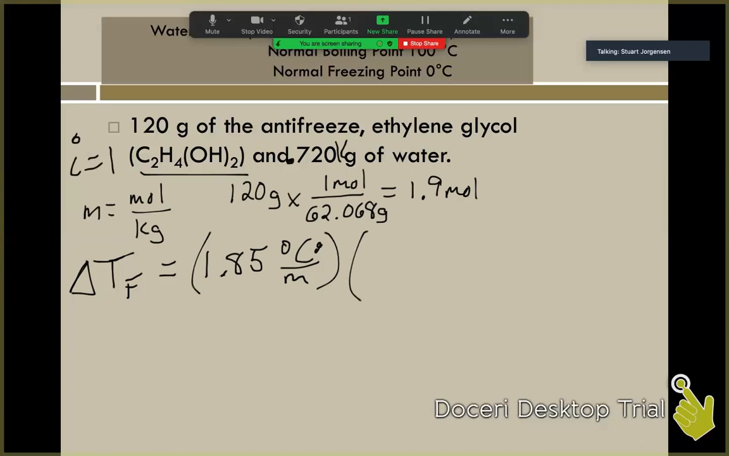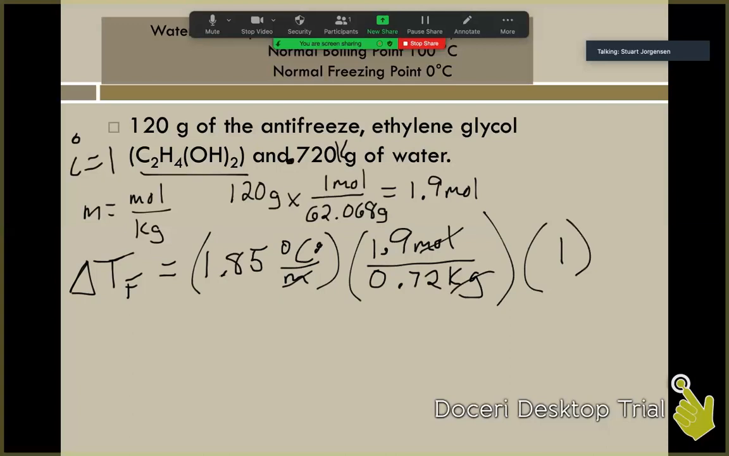And we're going to take that and multiply by the molality, which was 1.9 moles of solute over our 0.72 kilograms. Well, moles per kilogram is molal. That's going to cancel our molal here. So we're going to be left with just degrees Celsius. And then we need to multiply by a Van Hoff factor, which for this would be a 1. When we go through and solve here, we're going to end up with a delta T, or a degree Celsius. But remember, this is a change in freezing point. When you do all this math, you're going to get a value. For this one, I believe it's 4.9, approximately, with 2 sig figs, degrees Celsius.